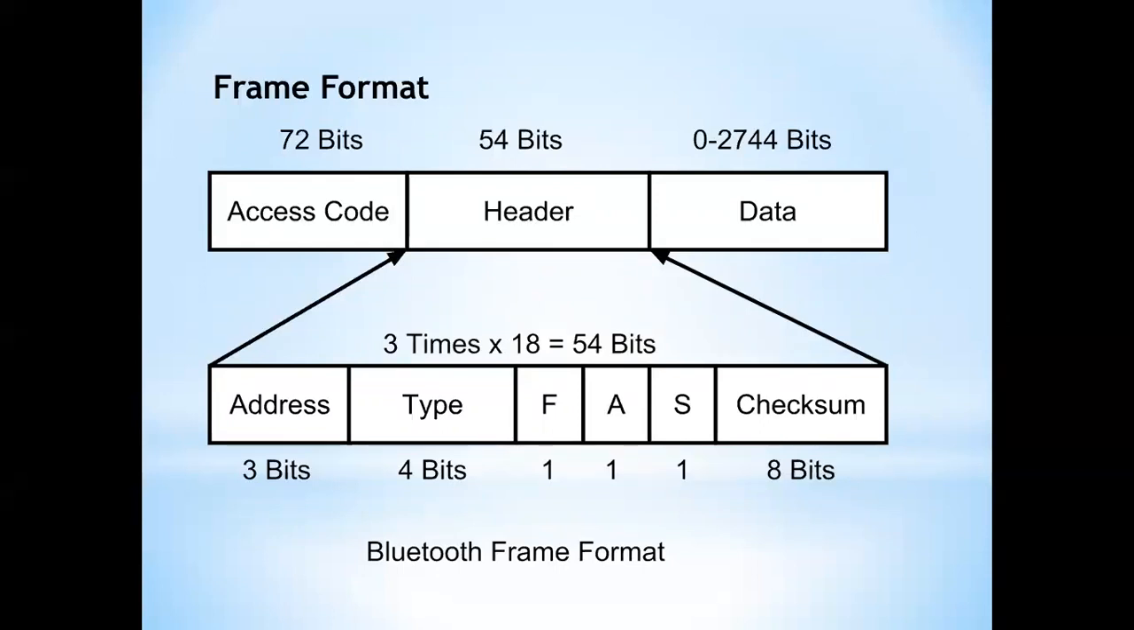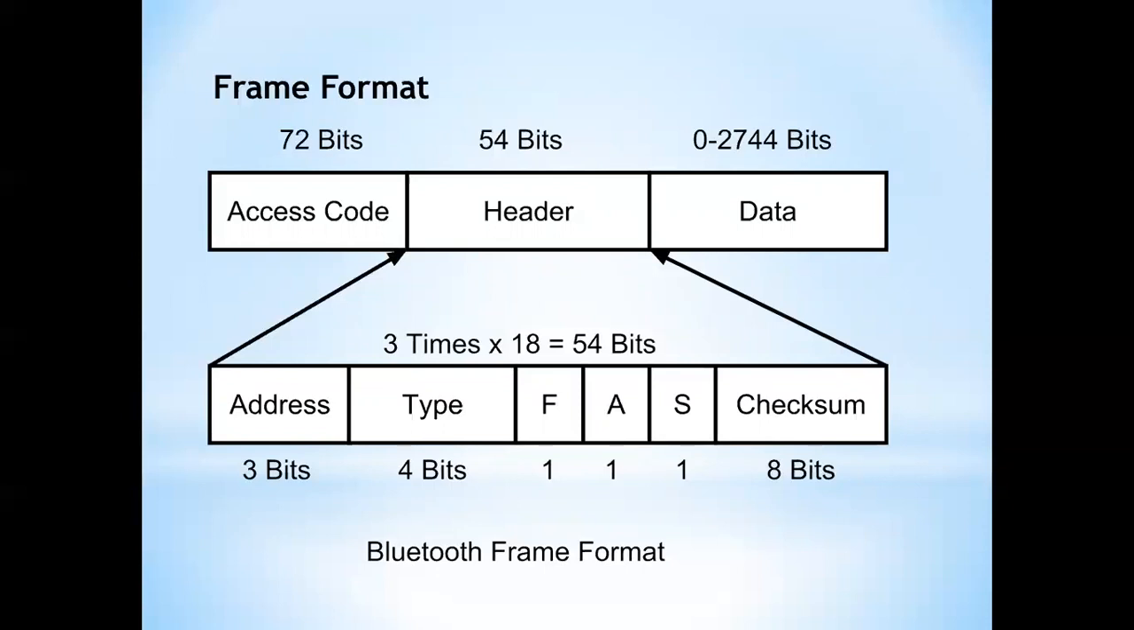First is address. It is a 3-bit field, so it can define up to 7 slaves, 1 to 7. The 000 address is reserved for the broadcast communication between the master and the slaves. The other addresses from 001 to 111 define the 7 slaves. Next is type. This is a 4-bit subfield used for defining the type of data coming from the upper layer.